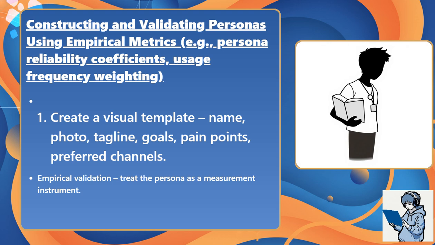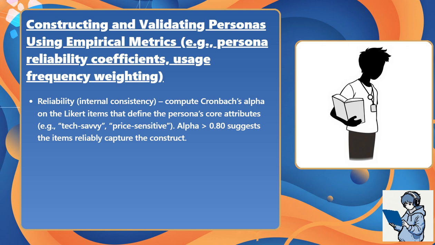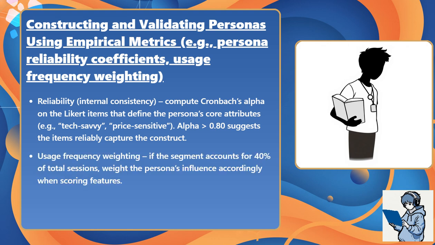Empirical validation: treat the persona as a measurement instrument. Reliability, internal consistency: compute Cronbach's alpha on the Likert items that define the persona's core attributes, for example, tech-savvy, price-sensitive. Alpha greater than 0.80 suggests the items reliably capture the construct. Usage frequency weighting: if the segment accounts for 40% of total sessions, weight the persona's influence accordingly when scoring features.